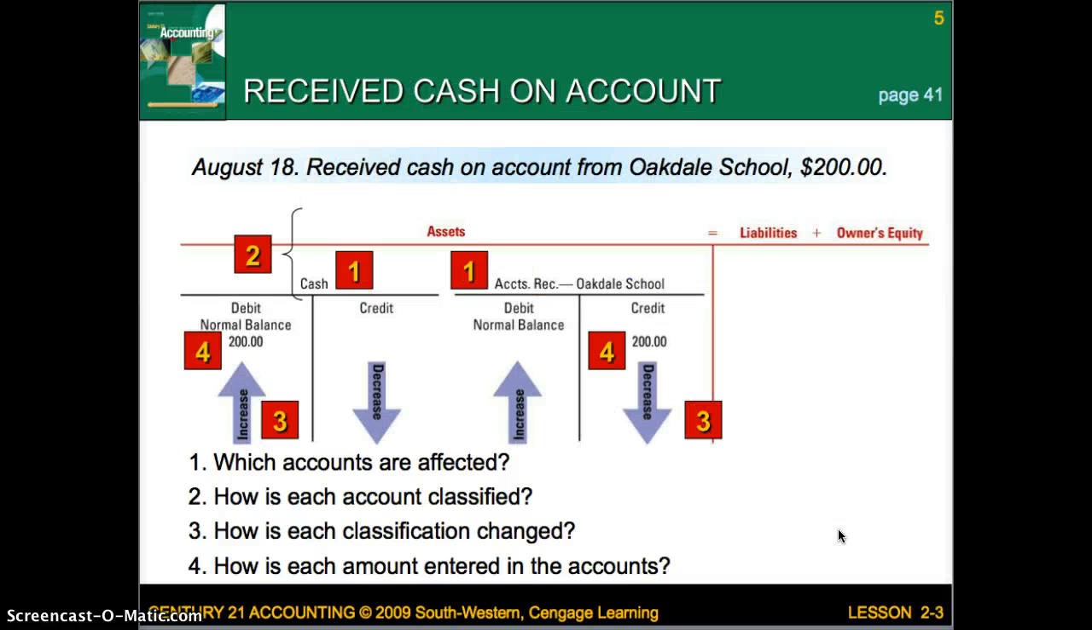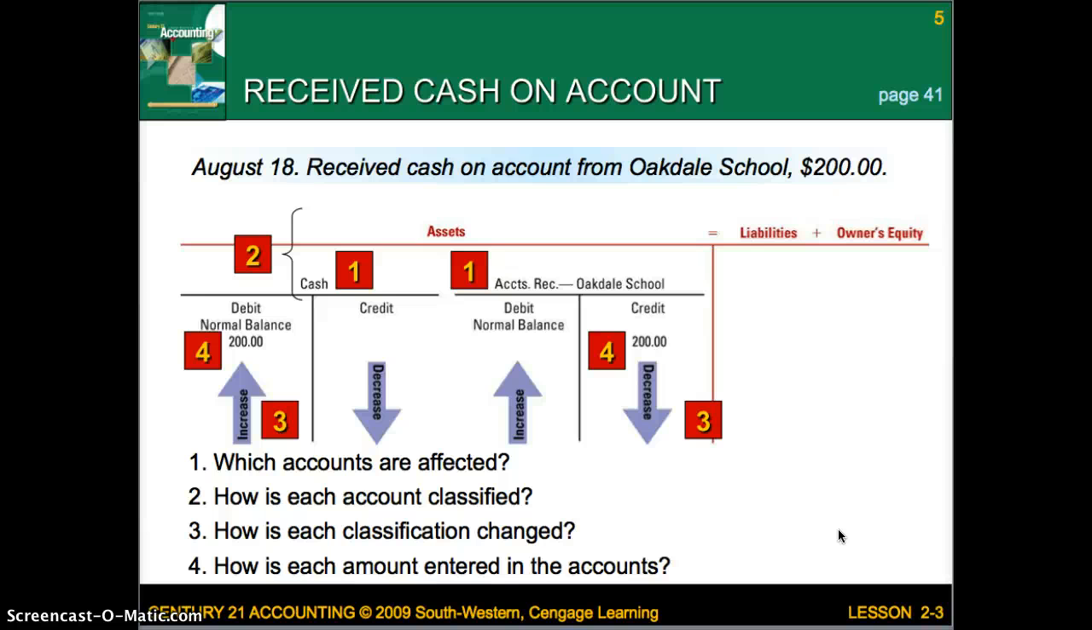The next transaction we're going to look at is on August 18th, we received cash on account from Oakdale School, $200. Do you remember when we went to Oakdale School, we fixed their computers for $350 worth of sales, and they said, please bill us. Well, now it's come to the time when they owe us money, and they have $200 of the $350 to pay us back. Maybe we've gotten them set up on a payment plan.